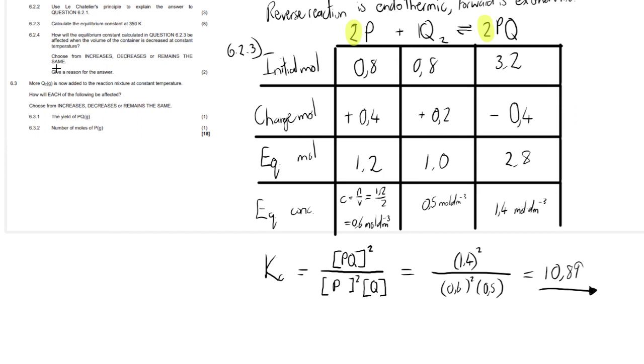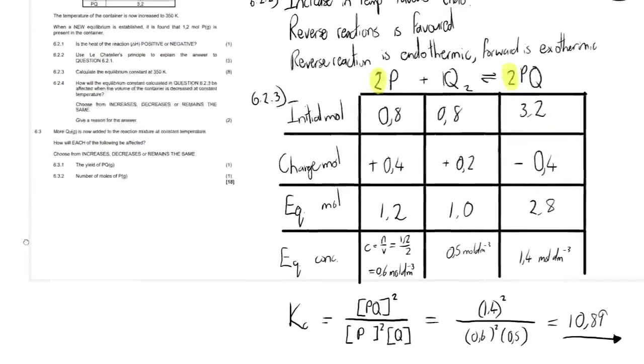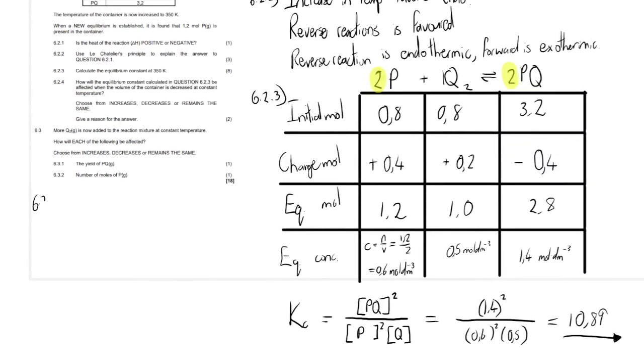So I expect we're going to be asked something about that. Let's have a look. We've got some time still. Maybe we can finish off this question 6 today. So let's continue. 6.2.4. How will the equilibrium constant calculated in question, that 10,89, be affected when the volume of the container is increased or decreased at constant temperature?